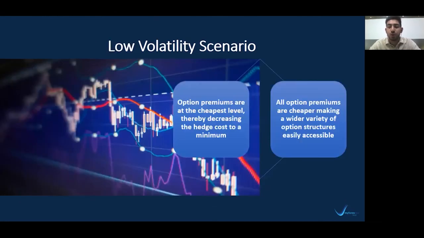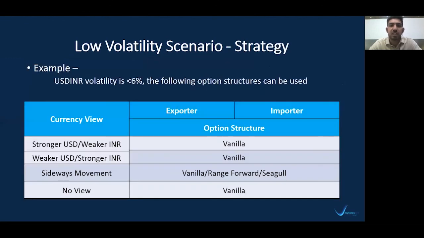Now, during a low volatility scenario, the option premiums are at their cheapest, thereby making my hedge cost very less. It makes my hedge cost the cheapest as compared to any other volatility scenario, which is why I should certainly go for hedging currency exposure using options during periods of low volatility. Now, since option premiums are cheaper, I can certainly access a wider variety of option structures. Now, let's take a look at the option strategies which can be done during a low volatility scenario.